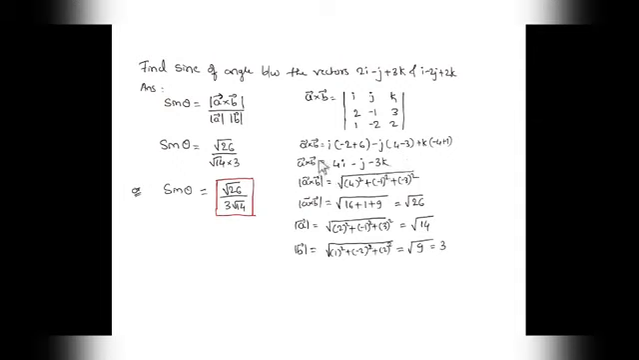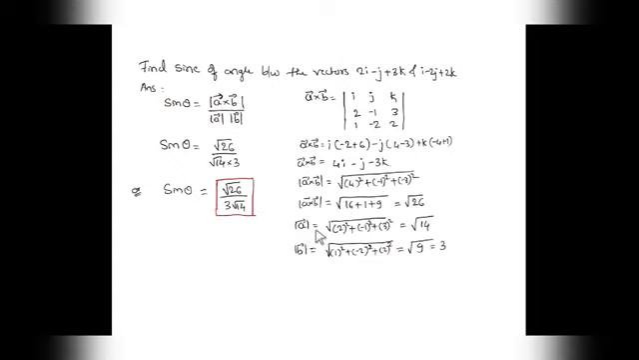Now I have to find the magnitude of this. Magnitude of vector A cross vector B is equal to square root of 4 square plus minus 1 square plus minus 3 square, that is 4 square is 16, minus 1 square is 1, minus 3 square is plus 9. Now adding all three quantities, I'll get root 26 is the magnitude of vector A cross vector B.